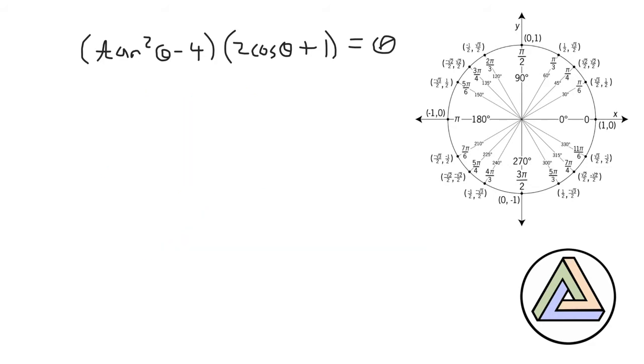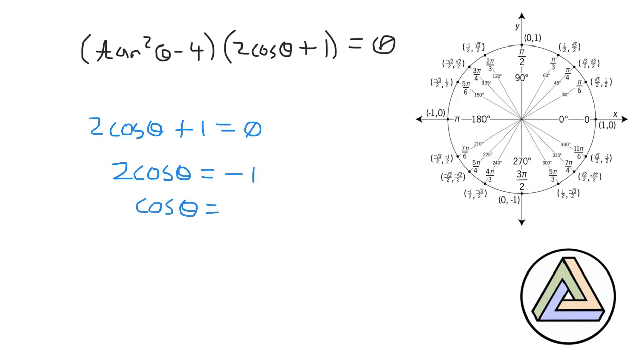Now, of course, let's not forget the other formula that says 2 cosine theta plus 1 equals 0. Let's break this down. By subtracting 1 from both sides, we'll end up with negative 1. Dividing both sides by 2 would give us a negative 1/2. This one right here, we can actually use the unit circle, keeping in mind that cosine of theta corresponds to the x-coordinate when you're dealing with the unit circle.